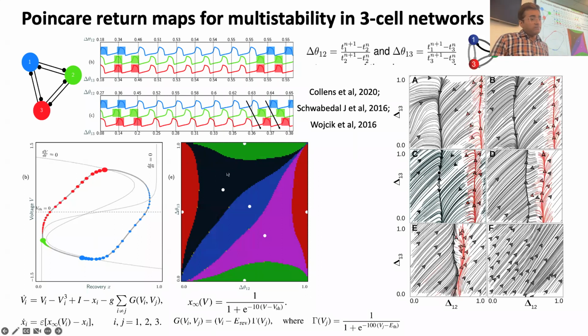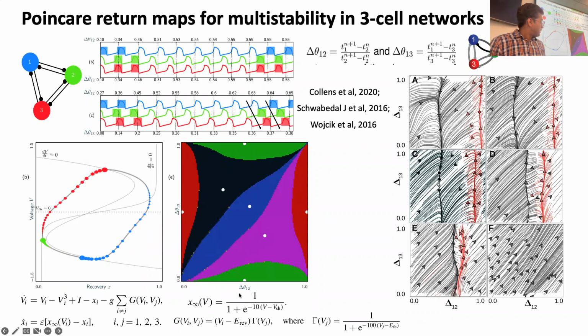So we are using Poincare return maps. This is showing the phase plane for the voltage variable and the recovery variable. There is the cubic nullcline for the voltage variable and a slow nullcline, and together they produce this oscillatory behavior. And on the right, this is a Poincare return map and a sweep across different initial conditions. So we start from different initial conditions.